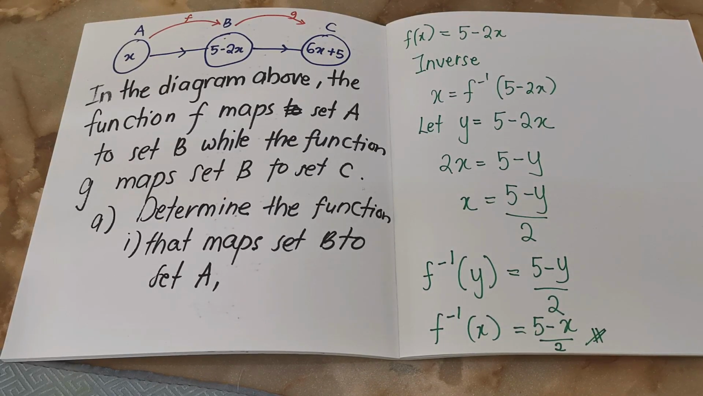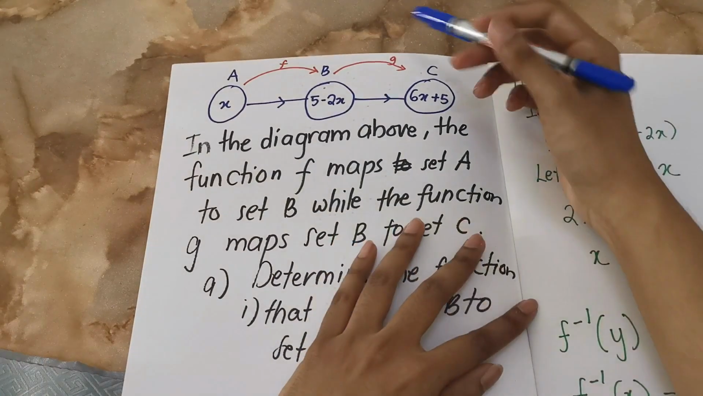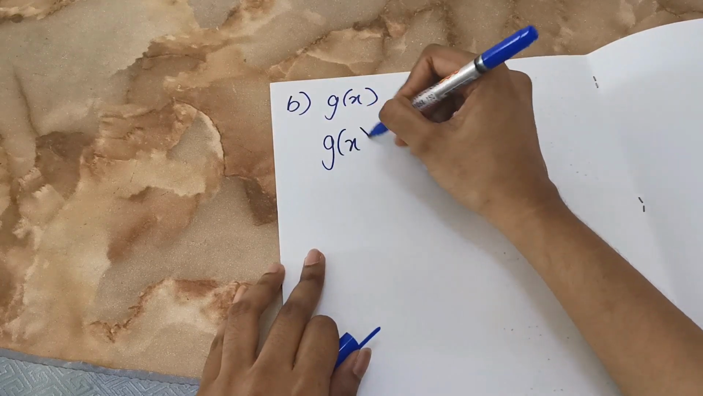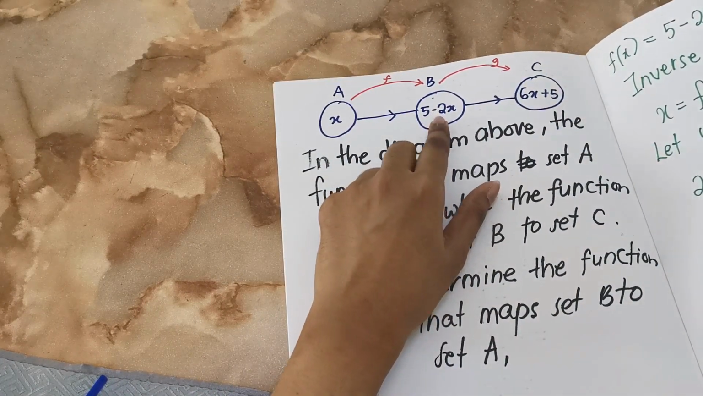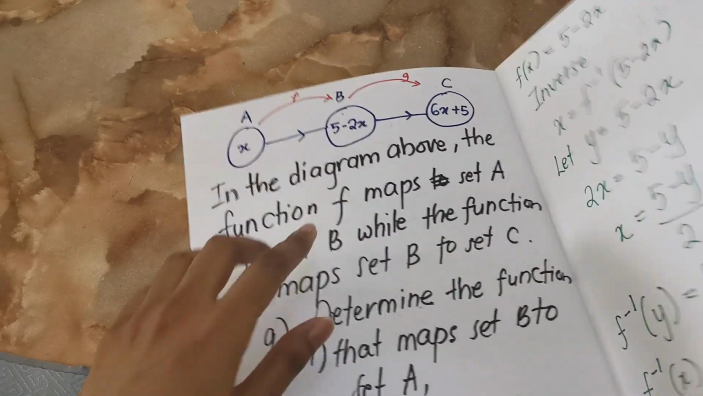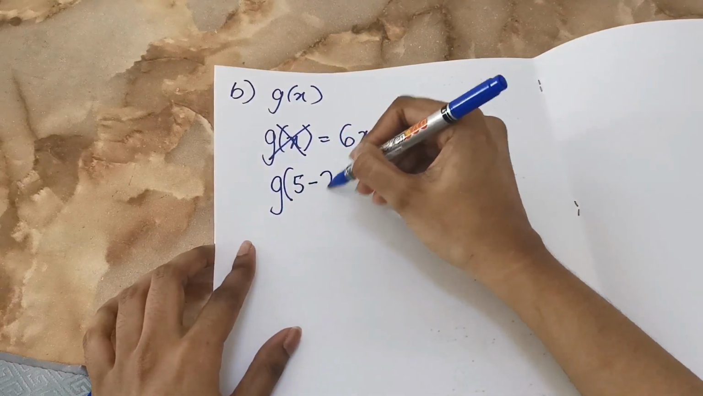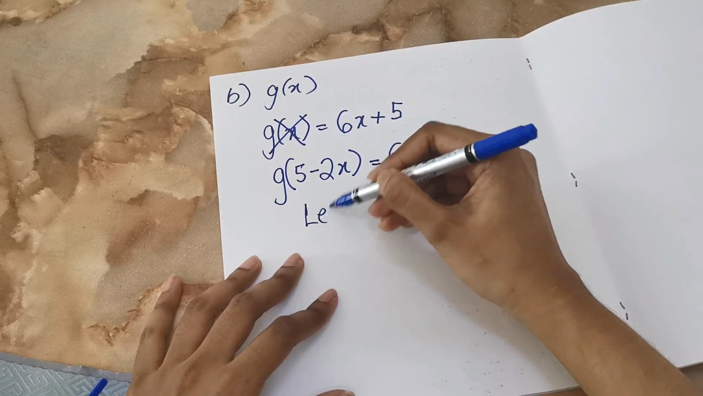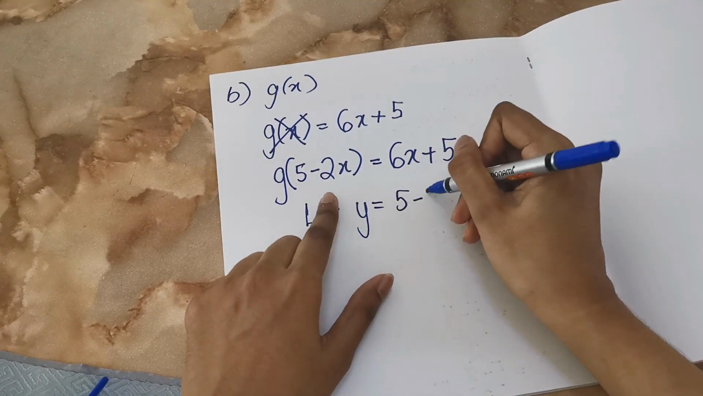So the second part, we are going to find the function g(x). We can see here that g is given as 6x plus 5. But is it g(x) here? No. But here, yes, f(x) equals 5 minus 2x. Here it's g(5 minus 2x) equals 6x plus 5, so this one cannot be g(x). Now we are going to let y equal 5 minus 2x, because we can't leave this as an expression inside here.